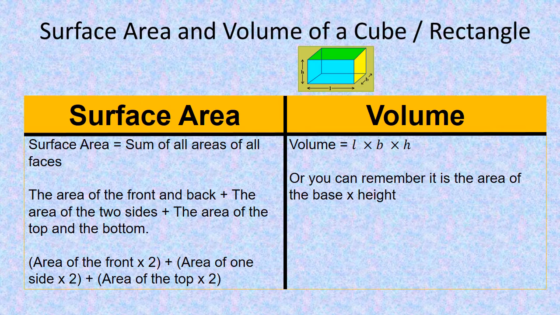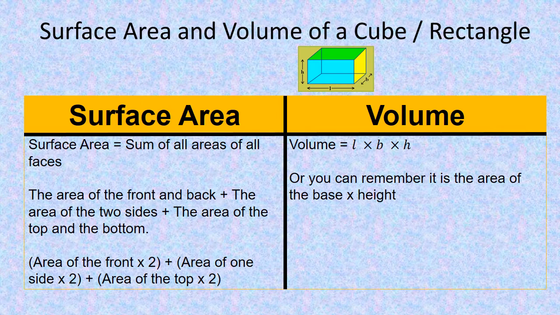Okay, so the surface area is the area, but now it's of a 3D shape. So it's got 6 different sides, or we call it faces. The front face, the back face, the 2 sides, and the top and the bottom. And luckily it's made up out of rectangles, so you have to go and find the area of each of those 6 rectangles.